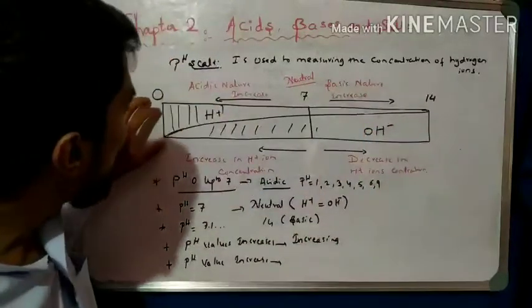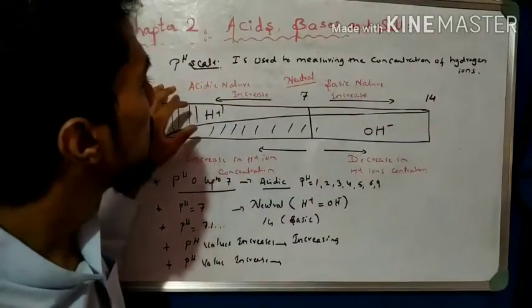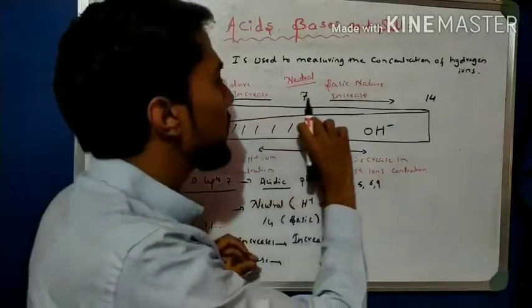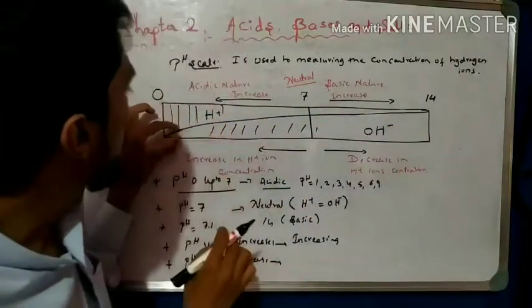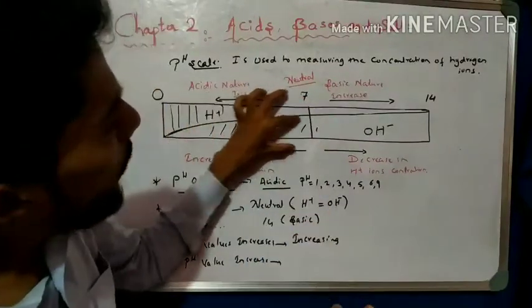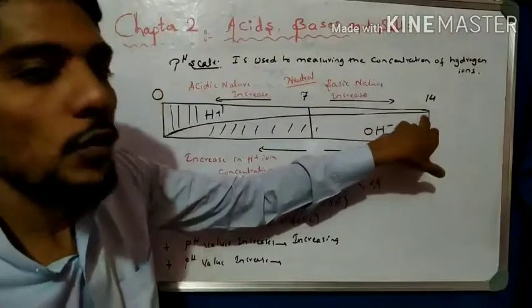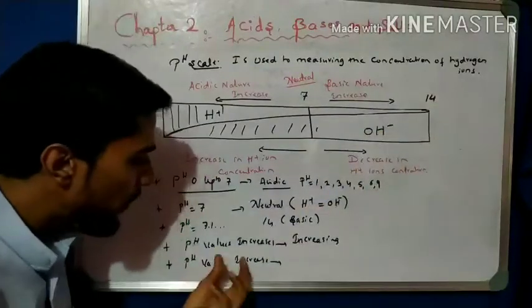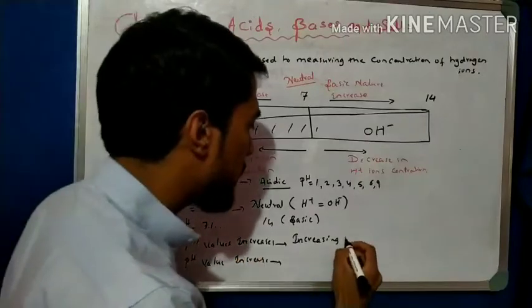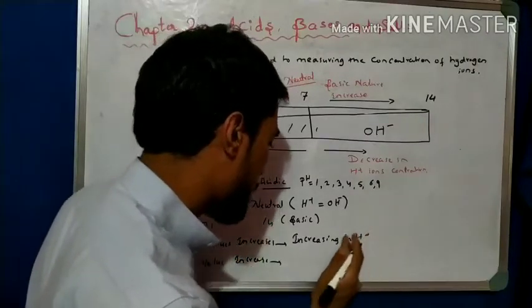Observe that as the pH value increases, the OH minus area is increasing, right? The OH area is very small in this region. When the pH increases, we observe that the area of OH increases, and it is the most at 14. So the pH value increases, with a decrease in H plus ions.